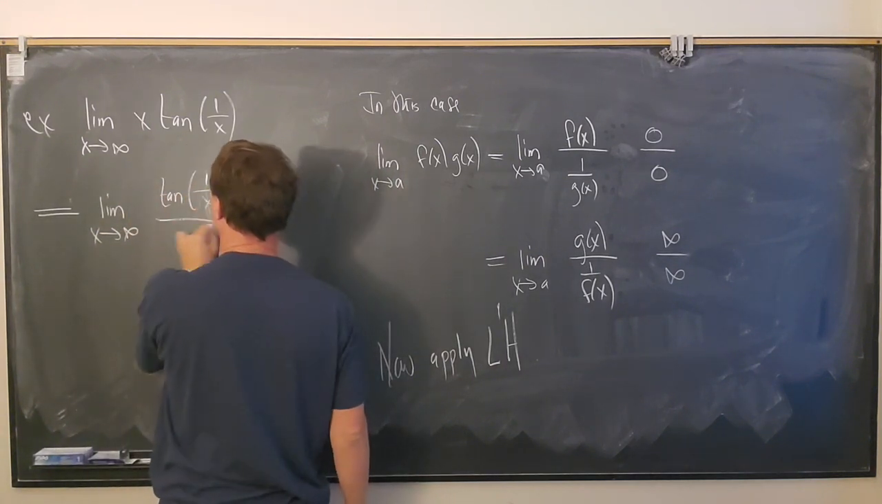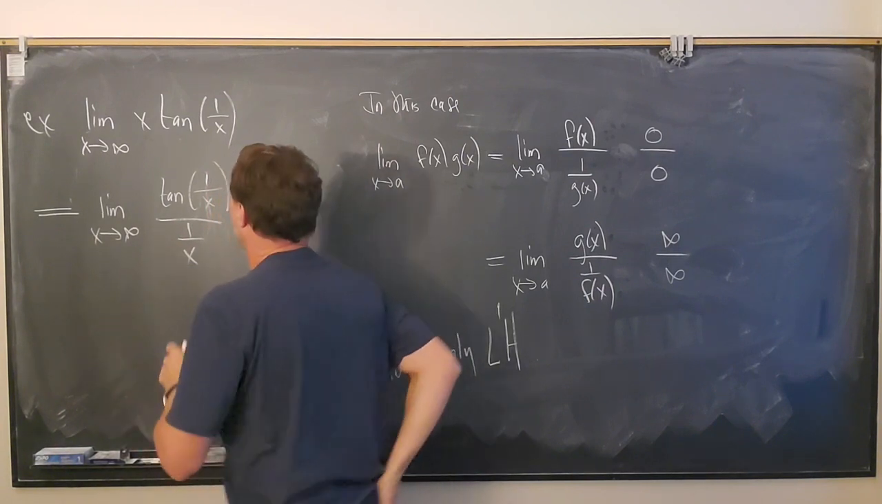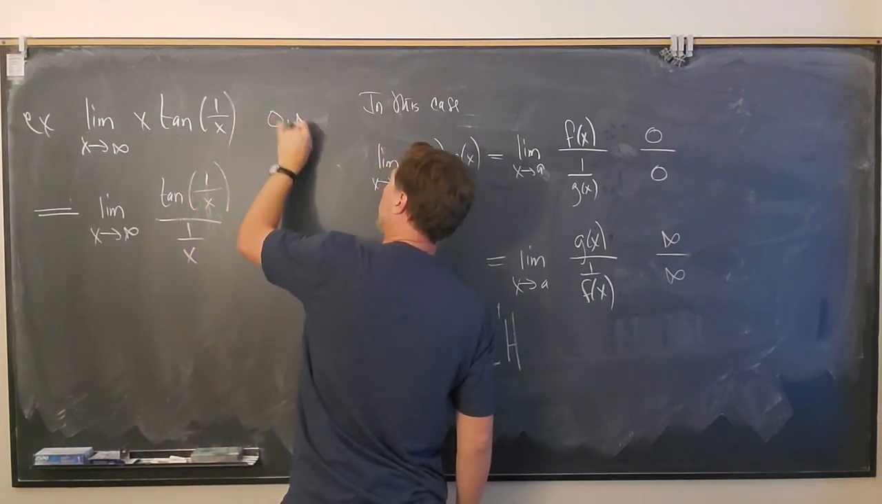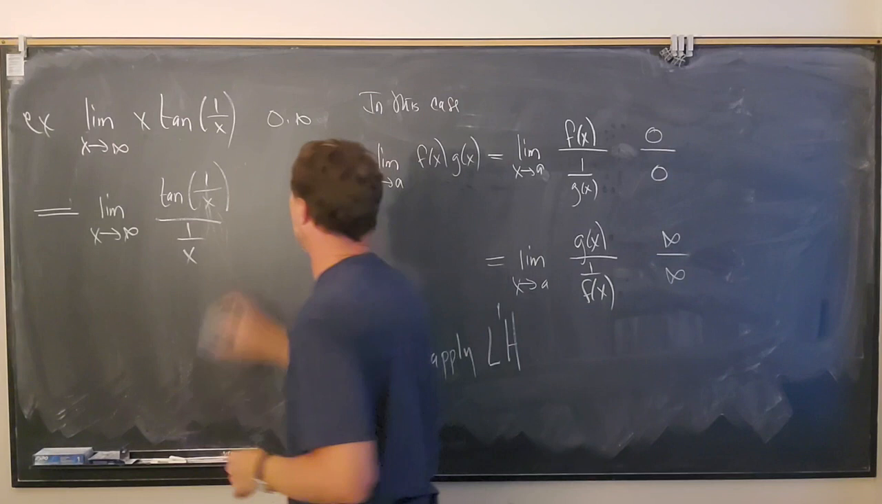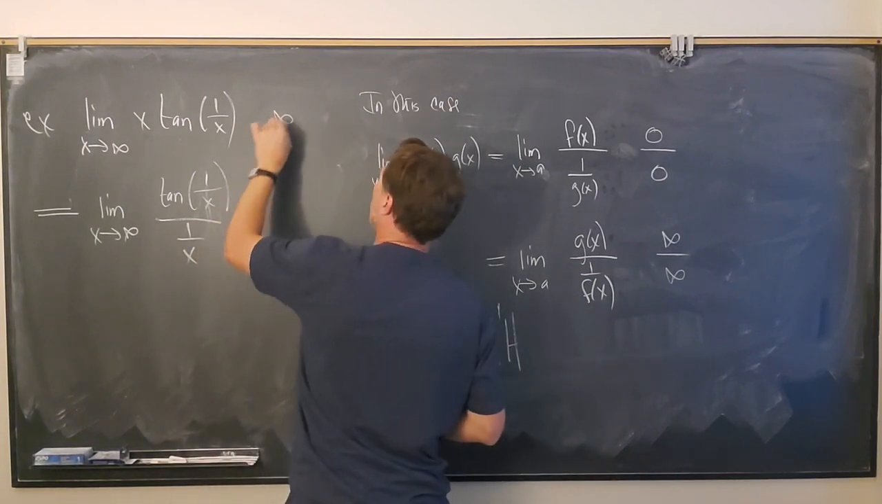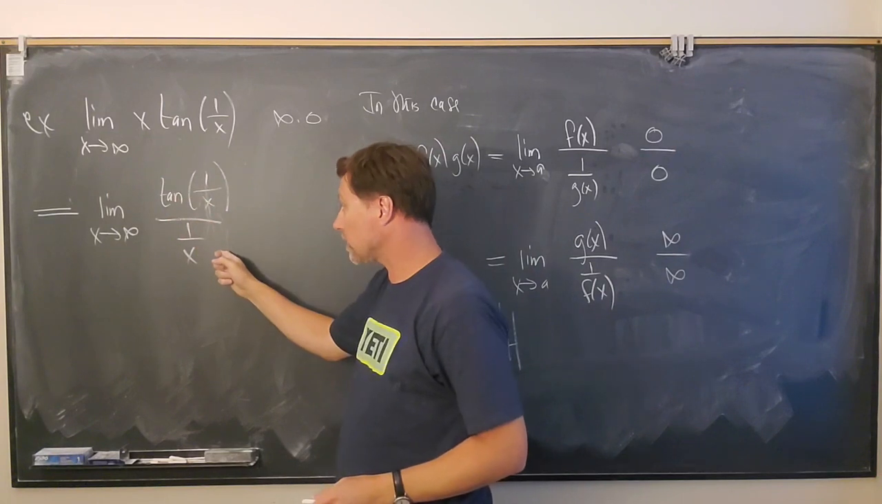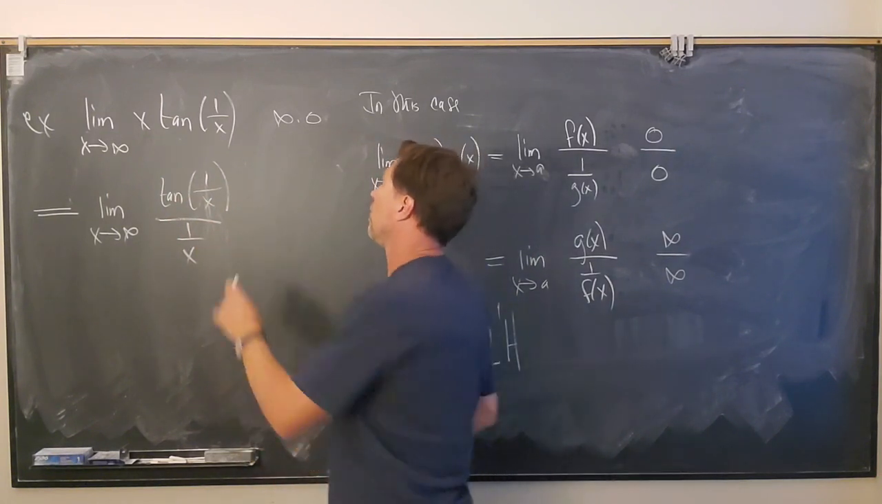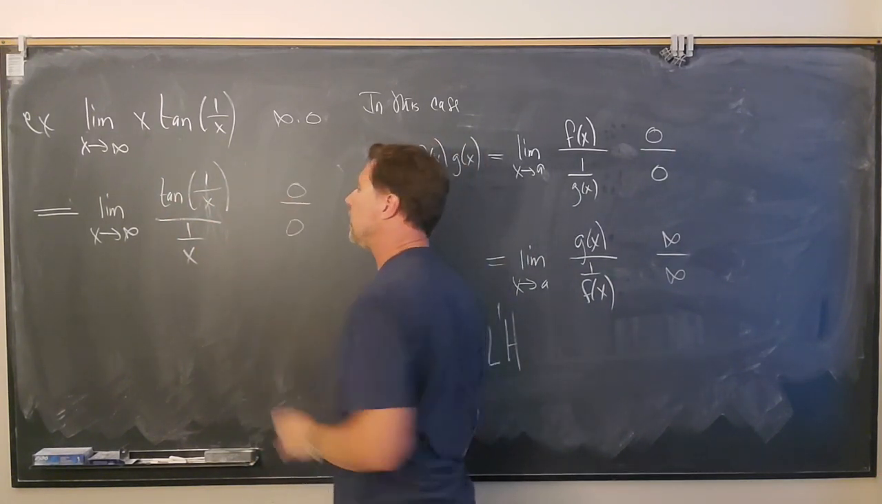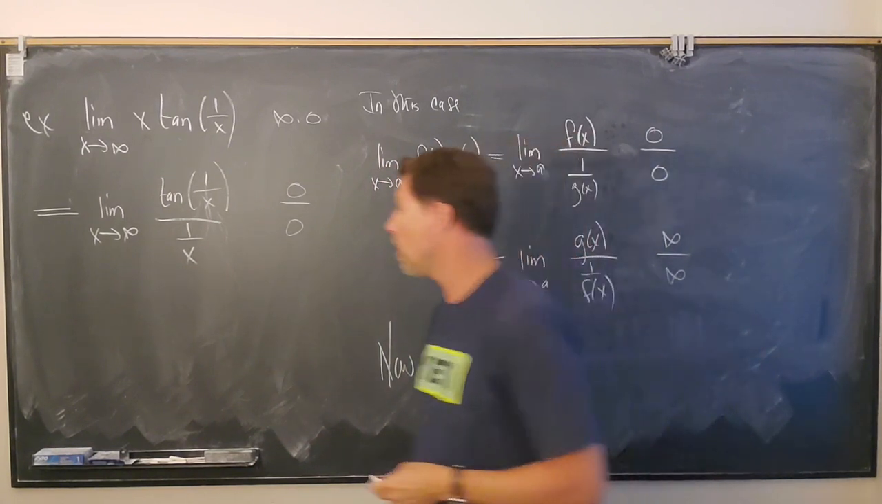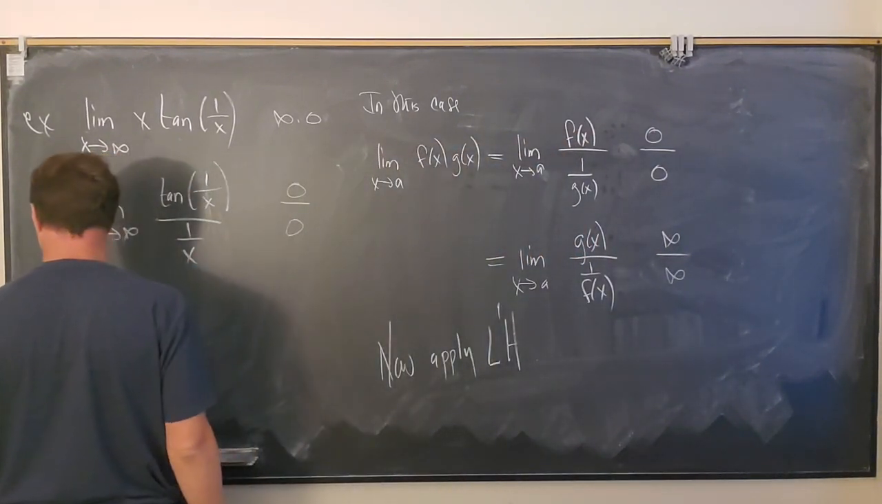So what we have here is a 0 times infinity. Well, let's get it in the right order. It's really infinity times 0. I divided by the reciprocal of x. Now what we have is the indeterminate form 0 over 0, which means I can now apply L'Hopital's rule.